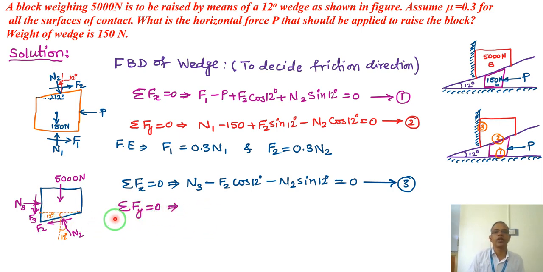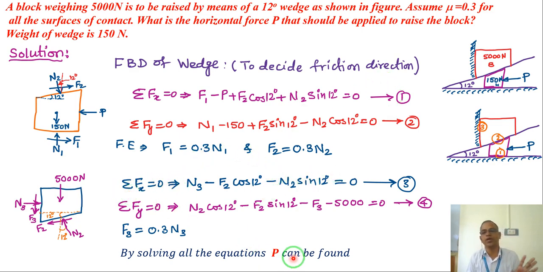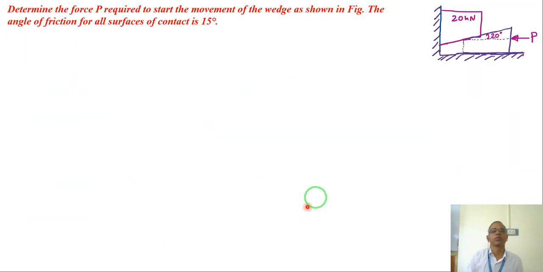Similarly, summation Fy, the y direction: F3 is there, 5000 is there, and N2 cos 12, F2 sin 12. And the friction equation, which is F3 equals 0.3 N3. By solving these equations, I will be able to find N1, N2, N3, and P, because there are 4 unknowns, N1, N2, N3, and P, and 4 equations. So I will be able to solve them easily. So let us go to the next problem.